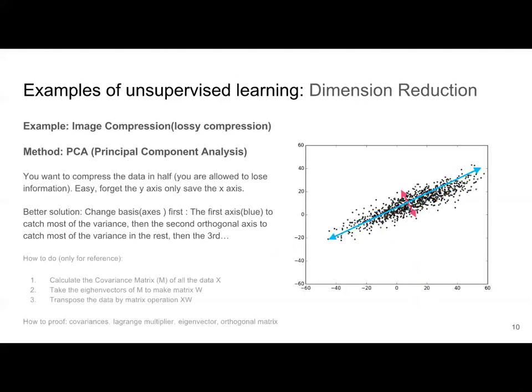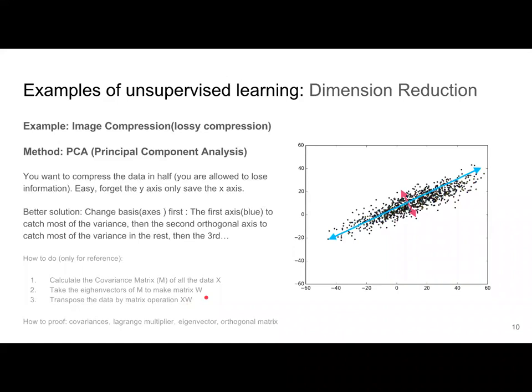I will not cover how we do it because a lot of math is involved. But just to quickly give you the information, actually it's very easy to apply this algorithm with a computer program. You compute the covariance matrix of the data, get the eigenvectors, then lastly you apply the matrix operation. We don't need to remember these things.